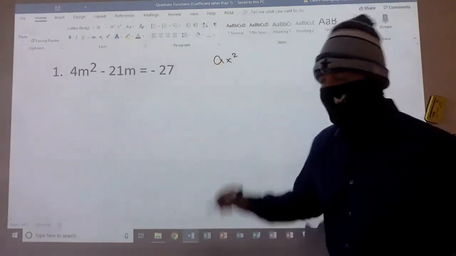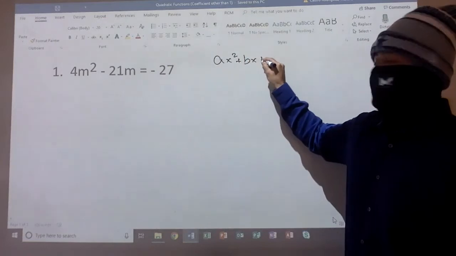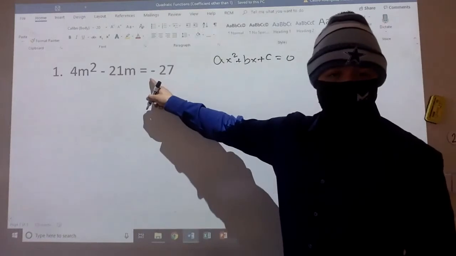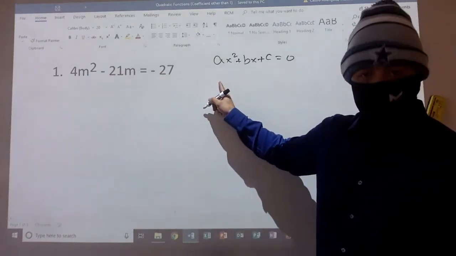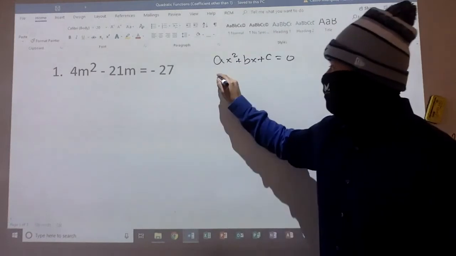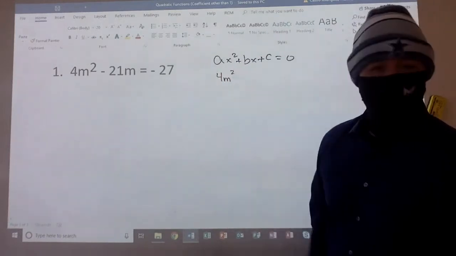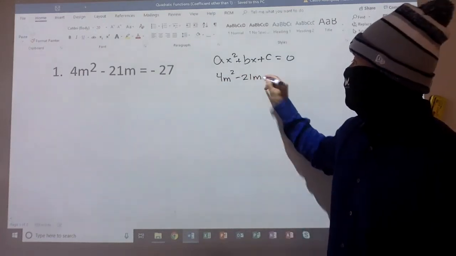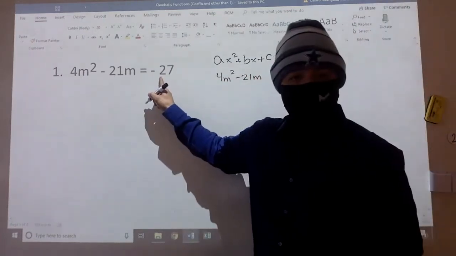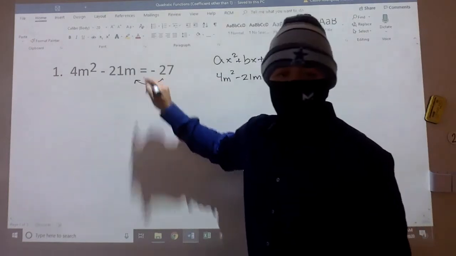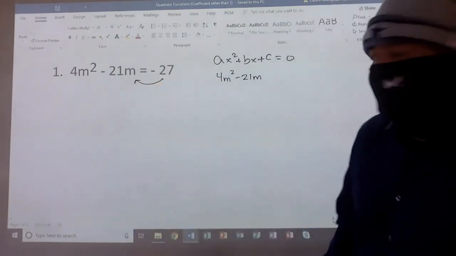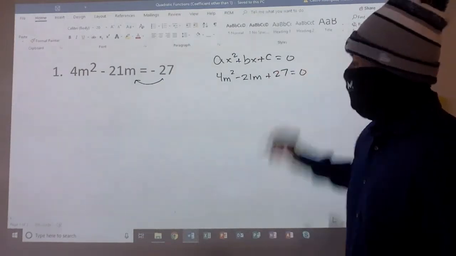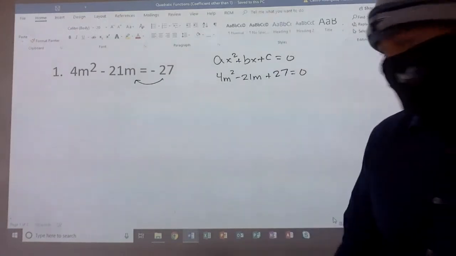Ax squared plus bx plus c equals 0. That one is not in that standard form, so I gotta put it there. Always the square goes first. So for m squared, the number with the letter. And then because this one's on the other side, I gotta move it the other way. If I move it across the equal sign, it used to be negative, now it will be positive 27 equals 0. So I can do my x now.